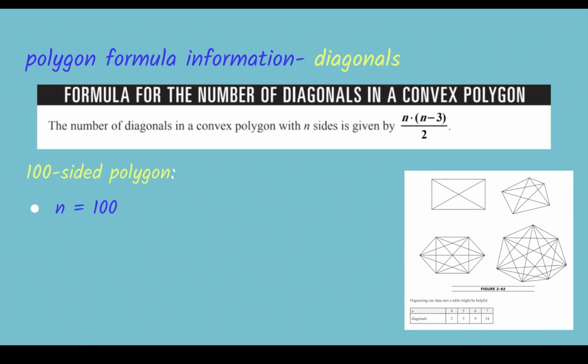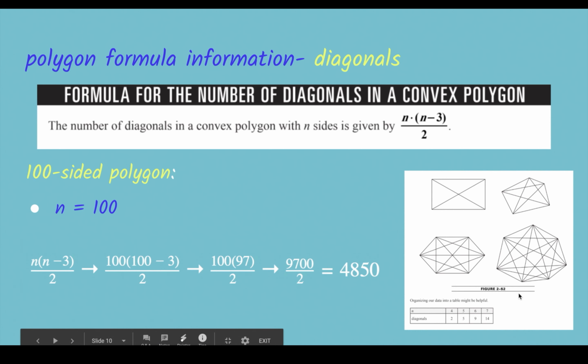3, 2, 1. Woo! Okay, so we're going to plug in 100 into n in the convex polygon number of diagonals formula. And so that's going to be 100 times (100 minus 3) over 2, which is equal to 100 times 97 over 2, and that will turn into 9,700 over 2, which is 4,850, and that is the number of diagonals which will be in a 100-sided polygon.